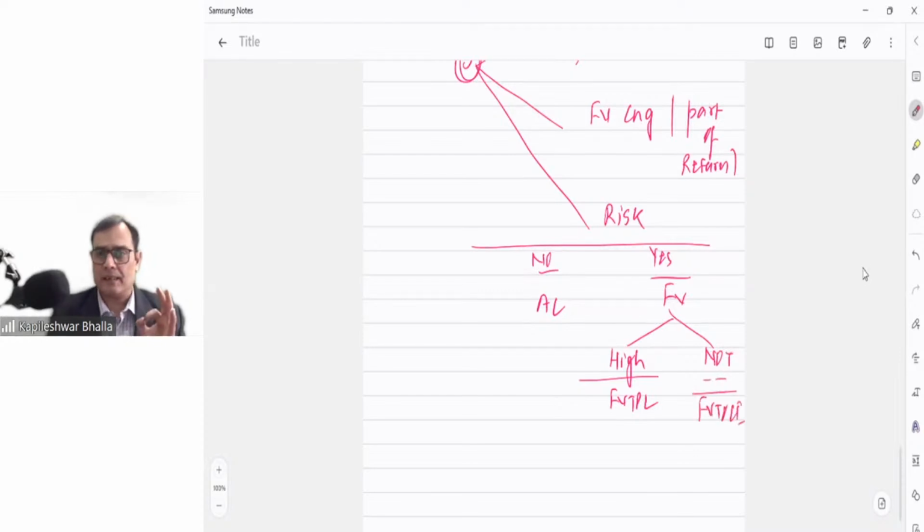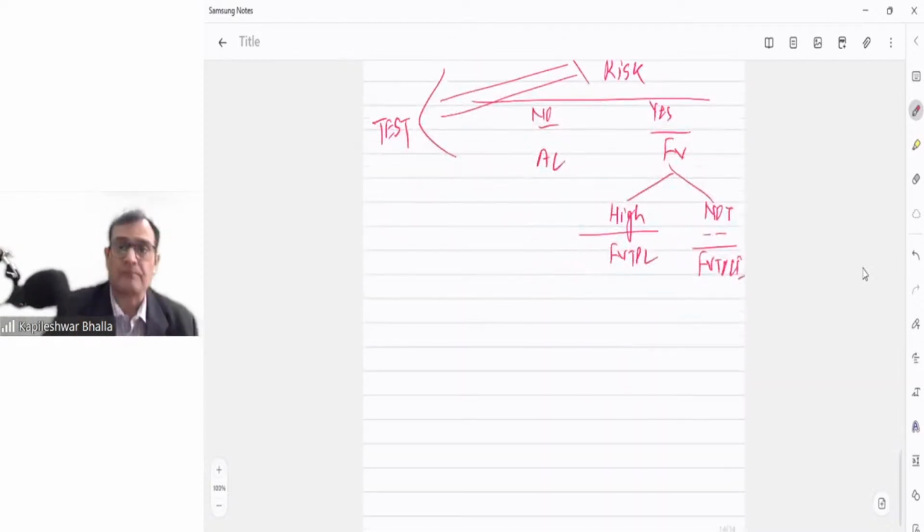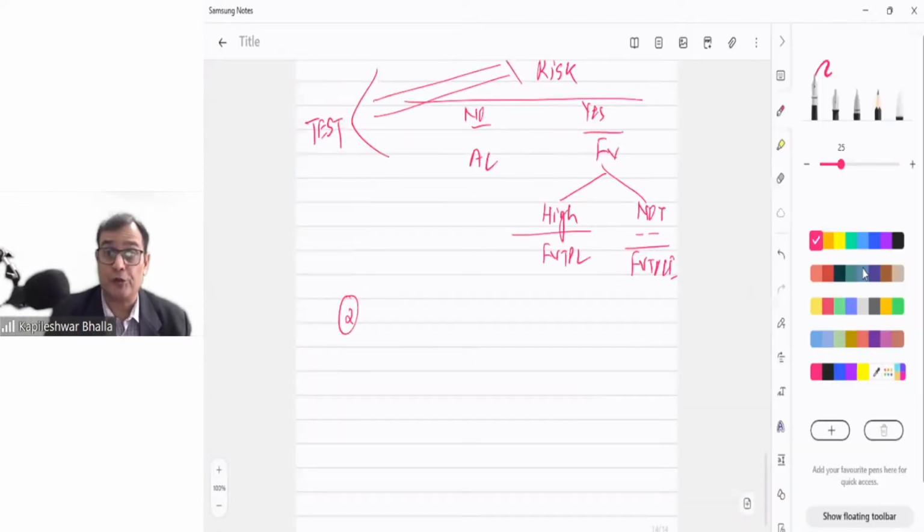So the risk is the base. For the purposes of risk, we've already seen that there are certain tests which I've already given you. One is the CCFC comprising SPPI test, and the other is the business model and the HFT test. So risk becomes the base of deciding the measurement base.